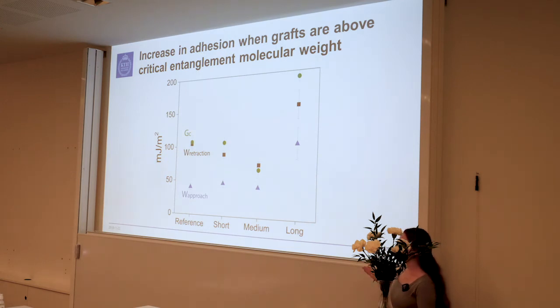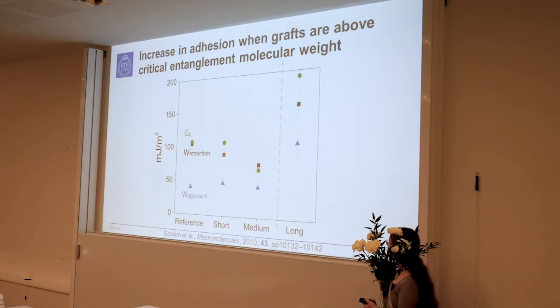In this graph you see those parameters. We have work of adhesion for the loading, or the approach part, and also for the unloading, or retraction part of the curve, together with GC. As you can see, there is a substantial difference, or increase, in adhesion for the longest grafting length compared to the shorter ones. A previous study has found that the entanglement molecular weight of PDMS, the polymer we have grafted, lies between the length we have on our medium and long grafts.